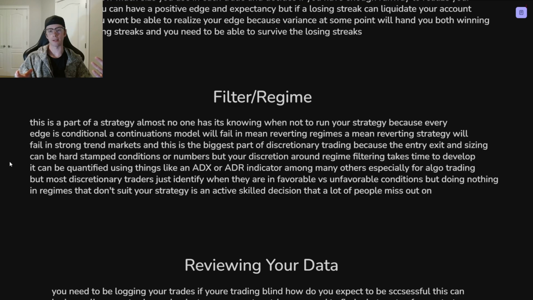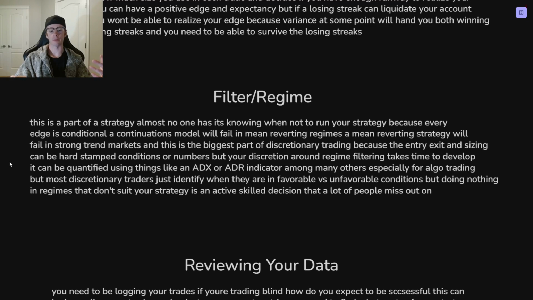That's super easy to quantify and tell yourself, but actually knowing when the regime is mean reverting, when the regime is trending, that is where you can derive a big piece of your edge as a discretionary trader. As an algo trader, these things can be quantified using indicators like ADX or an ADR, among lots of other indicators. But you need to test those and make sure that you don't curve fit them into your strategy. But for most discretionary traders, they just identify when they're in favorable versus unfavorable conditions.